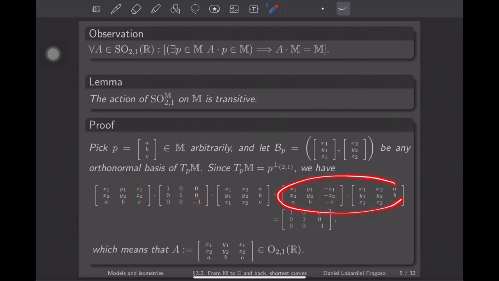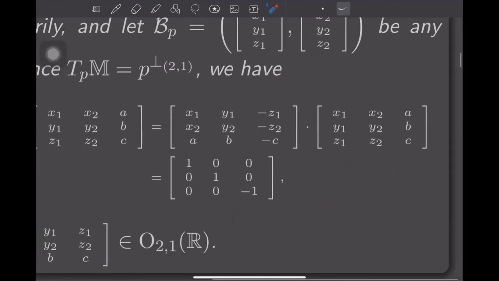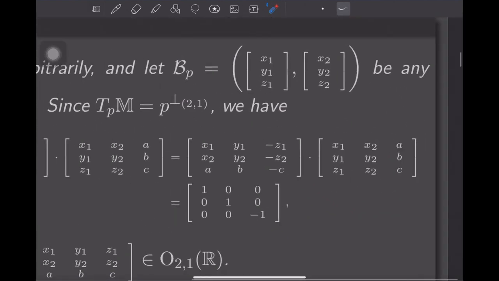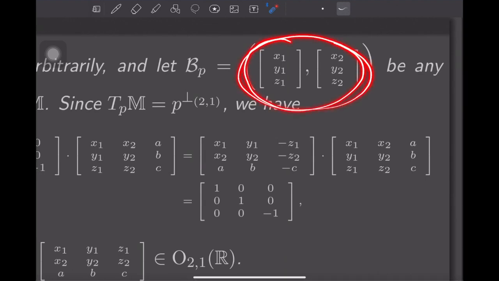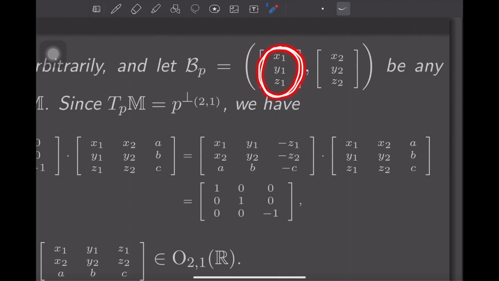And then I do this, and here I use the fact that this basis is orthonormal for Minkowski's form, for Minkowski's inner product. So this one paired with itself, according to Minkowski, is 1. This one paired with itself, according to Minkowski, is this times this, this times this, plus this times this, plus this times this. So when I make this product, I get 1.